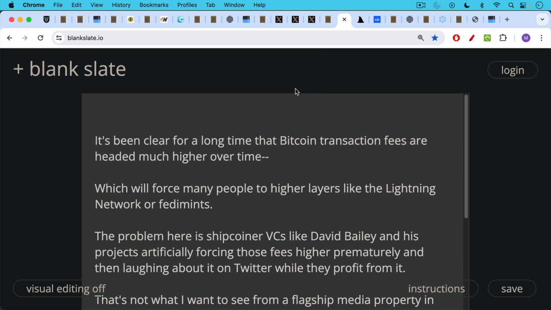It's been clear for a long time that Bitcoin transaction fees are headed much higher over time as the block subsidy falls. This is probably what Satoshi intended as well.